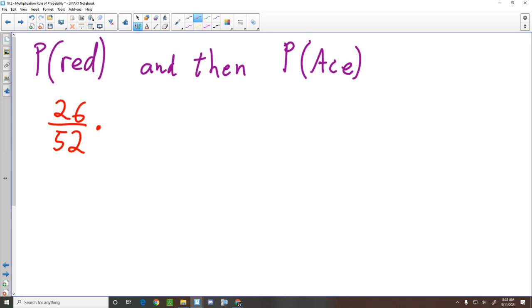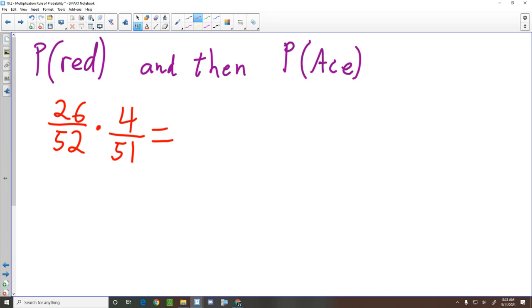Now, how many aces are there in the deck? There are 4 of them. But how many cards are left over? Is that still 4 aces out of 52 possible cards? No, you're assuming that this first event occurred. You're assuming that you did draw a red card out of those 26. You did take one out. You're left with just 51 remaining, right? There's only 51 cards remaining because you already took out a red card. What do you have left over?